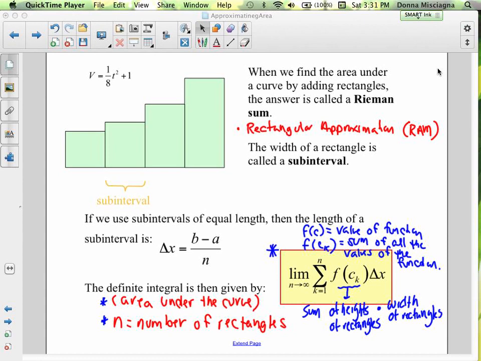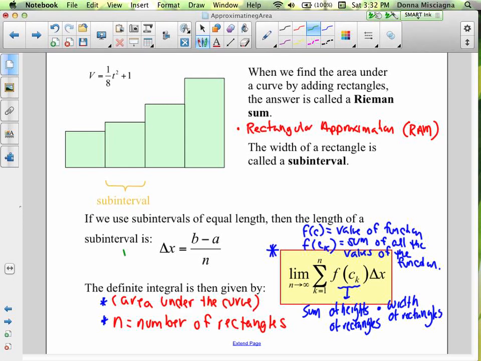We'll talk a little bit more about Riemann in class. I'll wait till we're in class. All right, so the width of a rectangle is called a subinterval. So how many subintervals are we going to have? That's our width, and our subinterval is always change in x, because a subinterval is just the width, and the width is the same as the change in x. Change in x is just the ending point minus the starting point divided by how many subintervals you want.